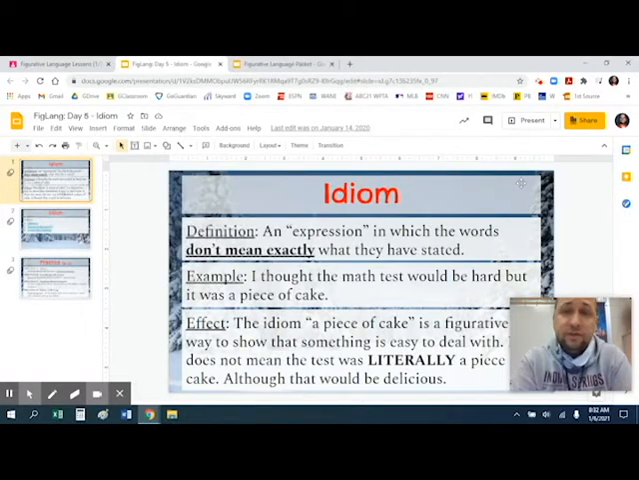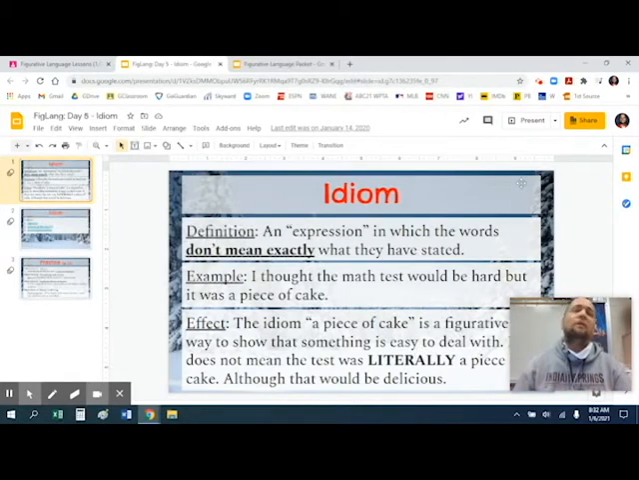As you see in the definition, it's an expression in which the words don't mean exactly what they have stated, which means just because the words are there, it isn't literal. So look at the example. I thought the math test would be hard, but it was a piece of cake. Now, if we were taking the literal approach here, you're telling me that the math test was actually a piece of cake to eat. And that's not it, but I'm sure you've heard that before and maybe even said it.